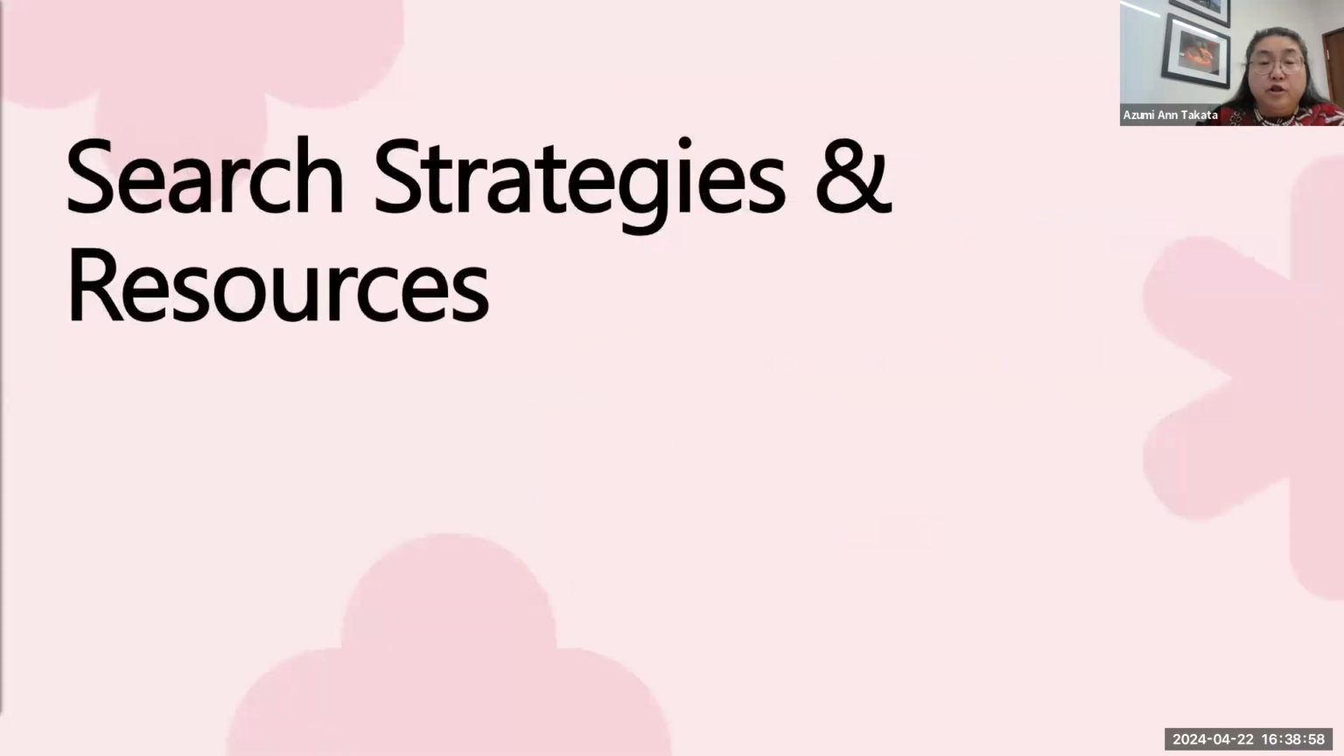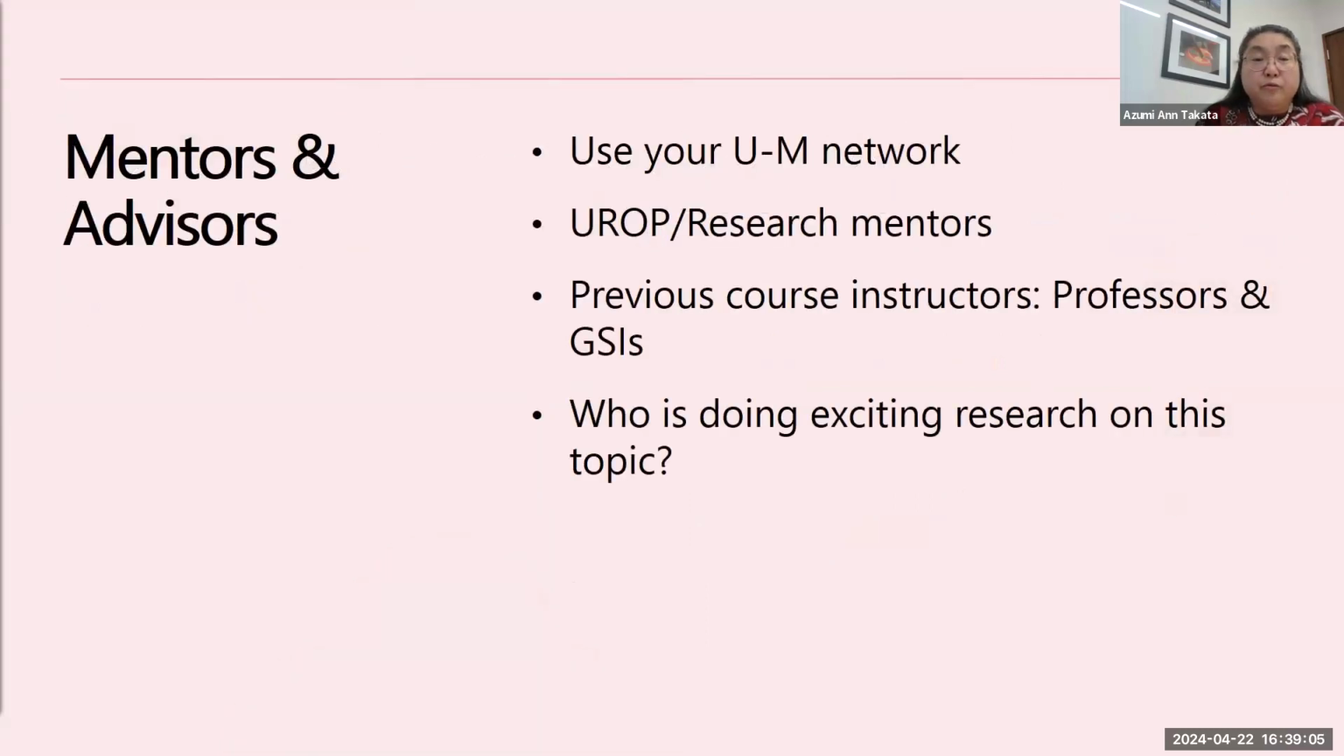Now let's look at some search strategies and resources. First of all, in terms of where to get started, start with the U of M network. We have a wonderful network here of faculty and graduate students and researchers who are doing a lot of different international and comparative research. And this is a resource that's available to you, and you should definitely take advantage of that. So use your U of M network, ask them about their international research experience, see if they can introduce you to some of their international partners. It's a really good way to get started. So talk to your research mentors. If you're involved in a research project, like Europe, talk to your research mentors.